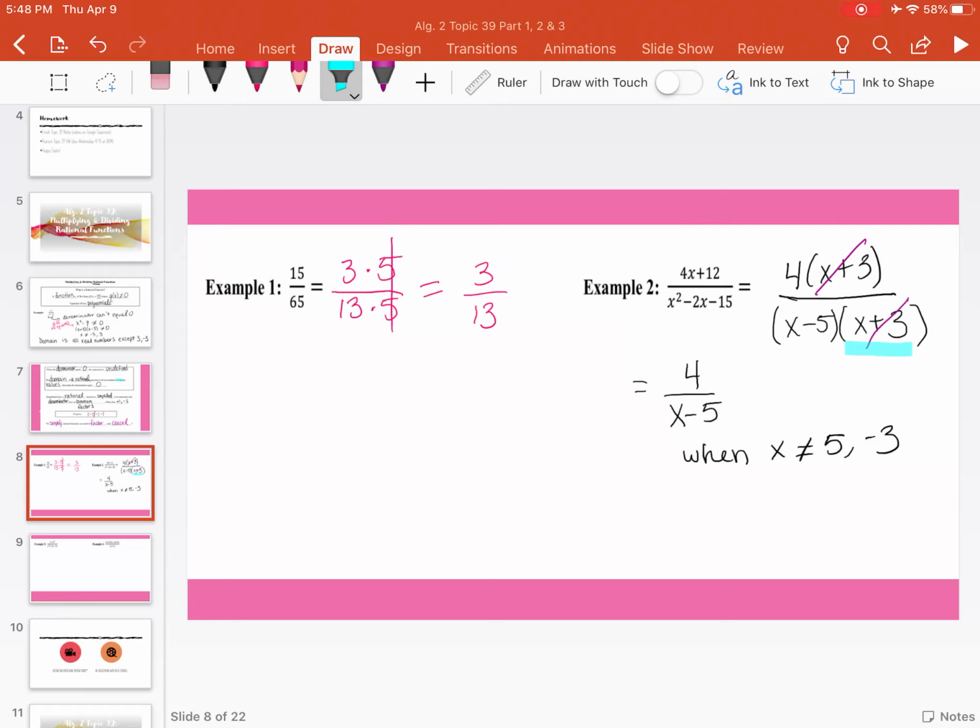This would end up giving us 0, and we would have 0 times x minus 5, which would result in 0. So we would have a product of 0 in the denominator. We want to avoid that, so we still have to identify that our domain could be all real numbers, except when x equals 5 or negative 3. We cannot have those values. Those values will be excluded.